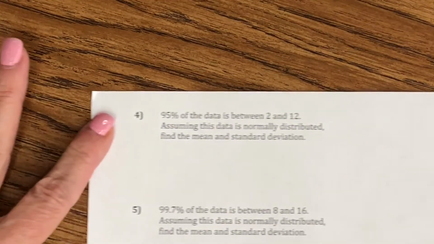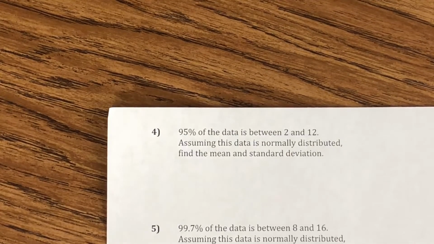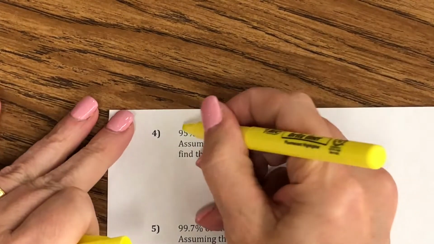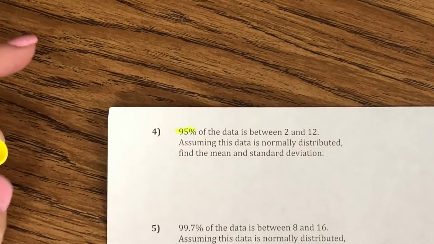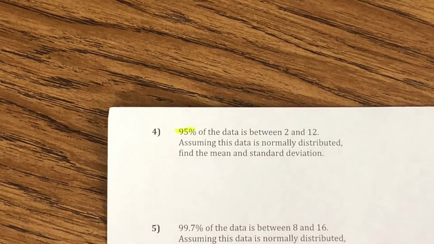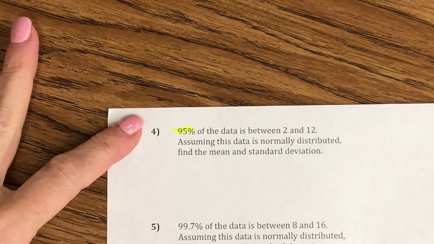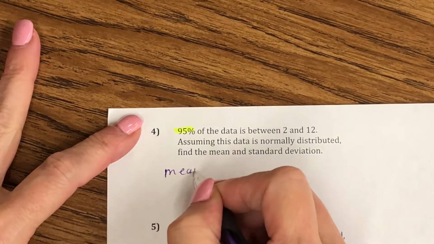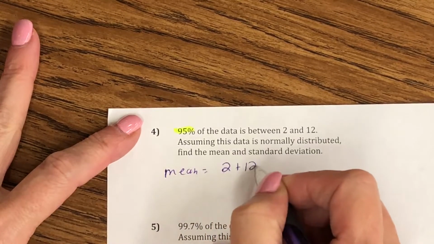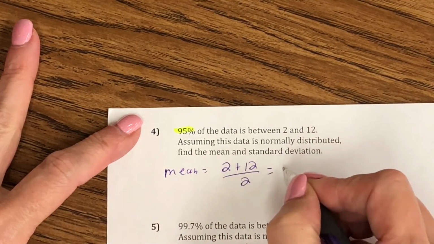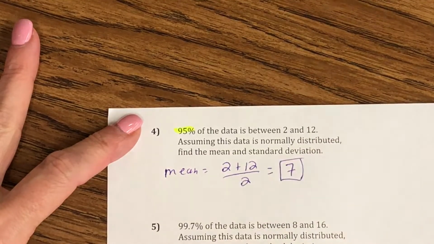Okay, now we're going to try this again, and I'm not going to draw it out this time. So let's see if we can figure this out. Okay, so 95% of the data is between 2 and 12. Assuming the data is normally distributed, find the mean and standard deviation. So I know that the mean is halfway between here. So my mean is going to be 2 plus 12 divided by 2, which is going to be 7. So there's my mean.